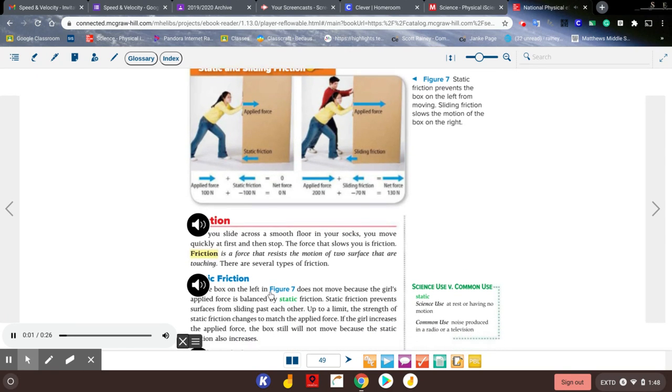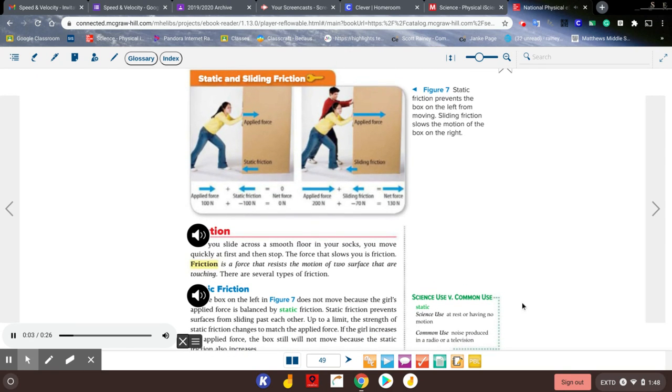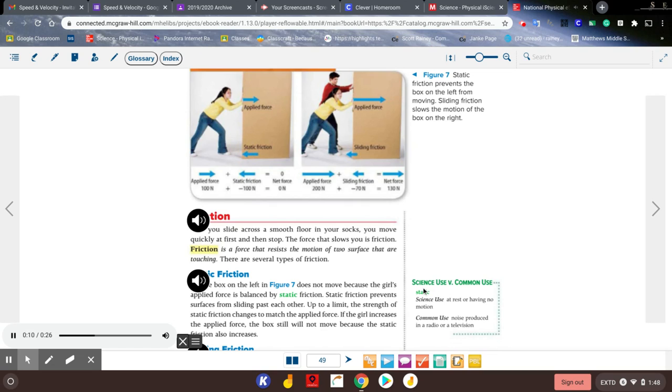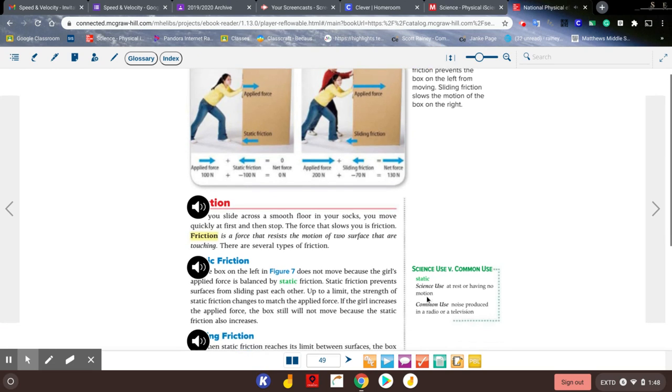Static friction. The box on the left in Figure 7 does not move because the girl's applied force is balanced by static friction. Static friction prevents surfaces from sliding past each other. Up to a limit, the strength of static friction changes to match the applied force. If the girl increases the applied force, the box still will not move because the static friction also increases.